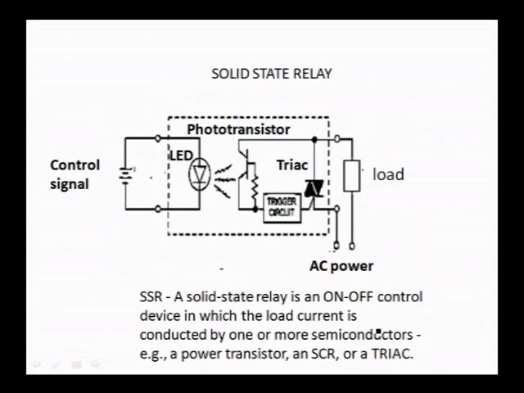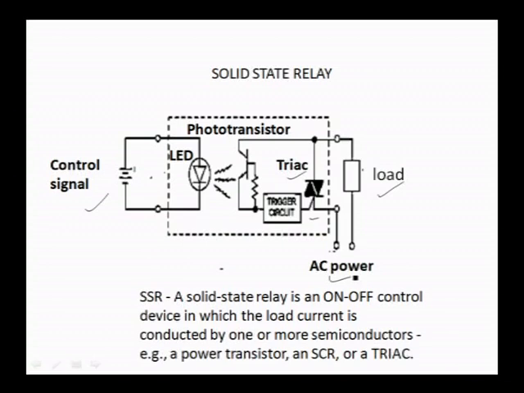Let us take up a particular solid state relay. This is a photocoupled, or optocoupled, solid state relay. We have a control signal, an LED here, a phototransistor, a triac, a triggering circuit, the load and the AC power. A solid state relay, as I told you, is an on off control device in which the load current is conducted by one or more semiconductors. Whenever this triac is on, it connects the AC power to the load.